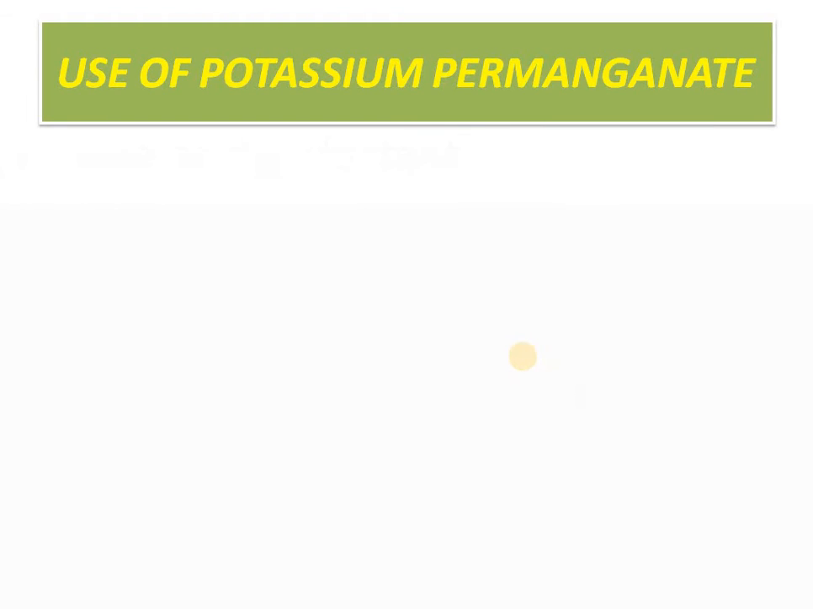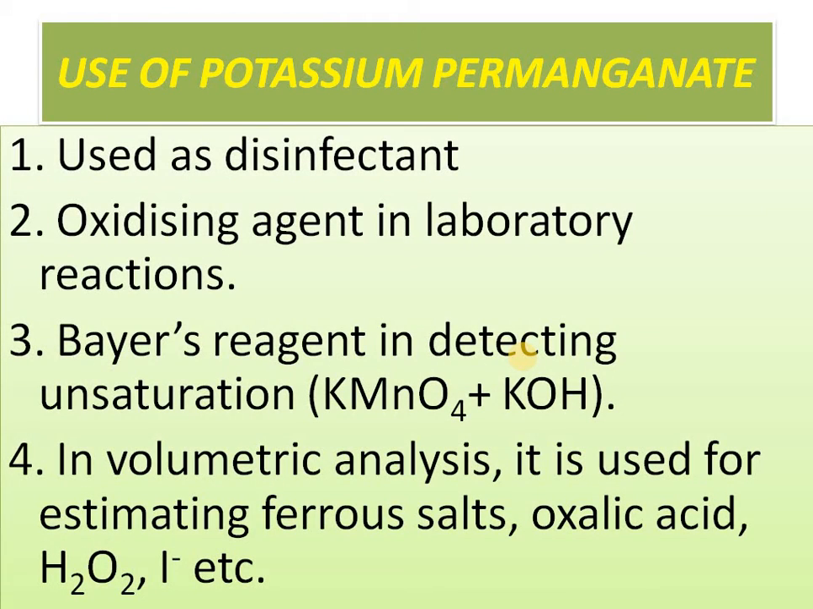Next is uses. Potassium permanganate is used as a disinfectant. It is also used in laboratory reactions, and it is also used as a base reagent in detecting unsaturation. In +1 you have done the test between alkene and alkyne. So you can use KMnO4 and KOH, both will give the test. Because of saturation and unsaturation, if you test between alkane and alkene, it is possible. If you test between alkane and alkyne, that is also possible. If you want to distinguish between alkene and alkyne, that is not possible. You have to use ammoniacal cuprous chloride solution or Tollens reagent.